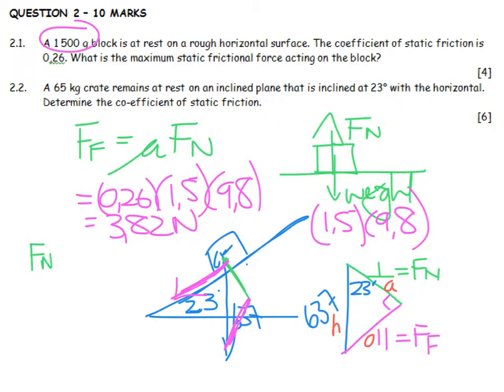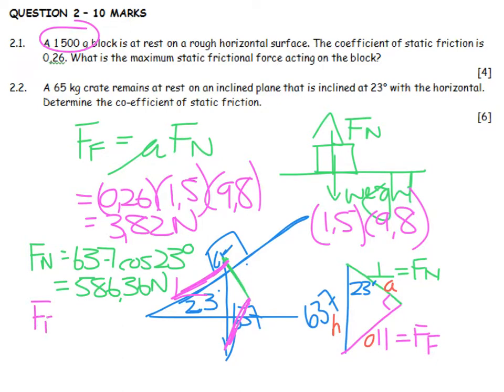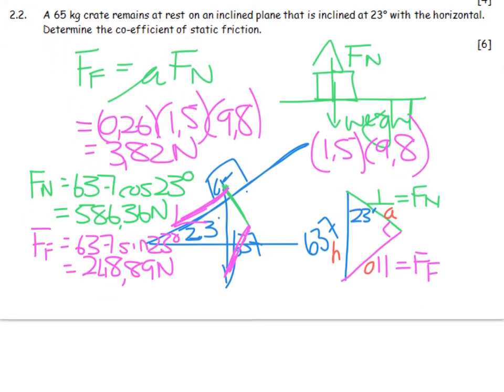So if I'm going to start off working out the force normal, I'm going to say force normal is equal to 637 cos 23, because that is my adjacent side, and that turns out to be 586,36 newtons. Simultaneously, my frictional force is equal to 637 sine 23 degrees, and that turns out to be 248,89 newtons.